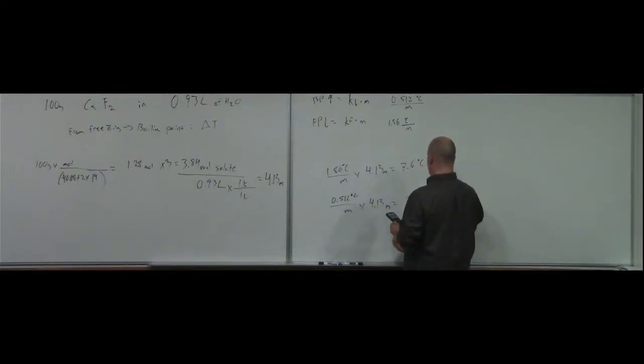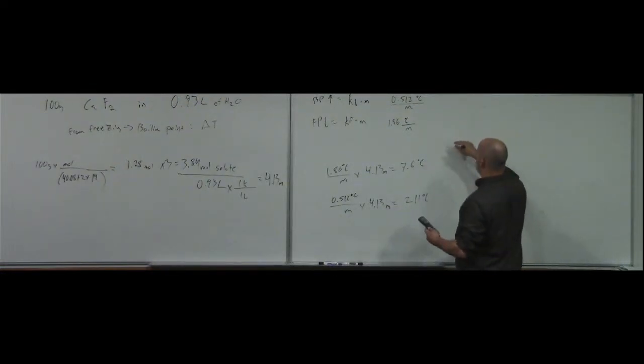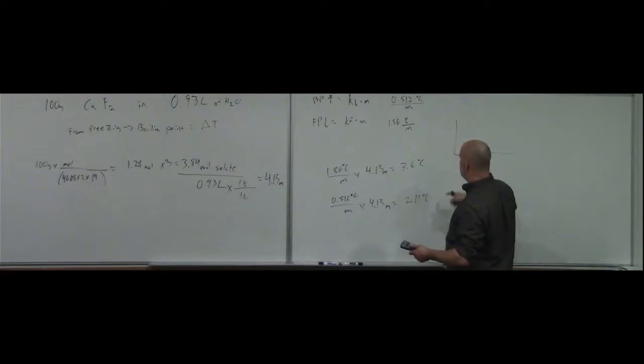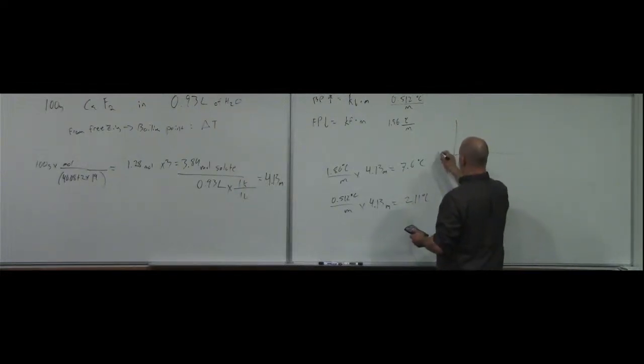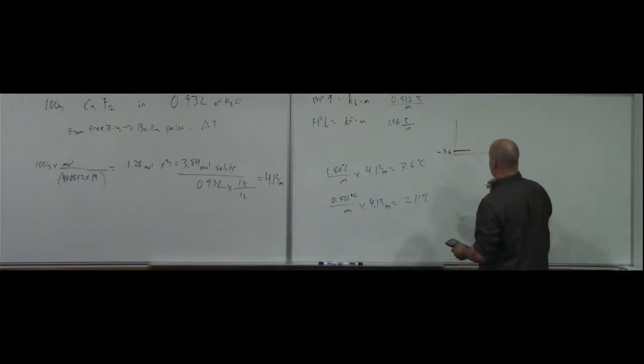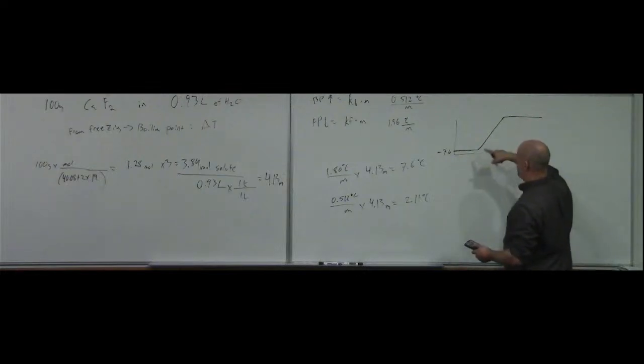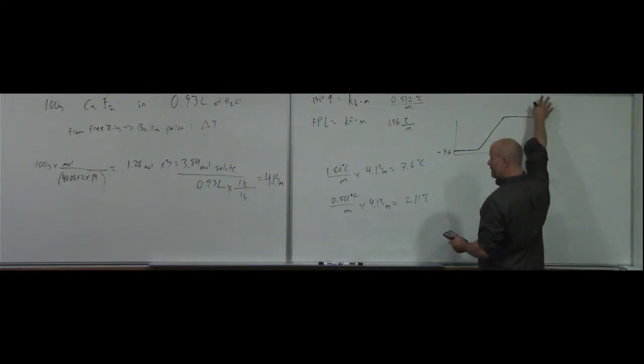It's 2.11 degrees centigrade. So if I were to look at a phase change diagram, normally water is frozen at 0 degrees, but this water is not going to freeze until negative 7.6 degrees. At 7.6 degrees, we are a solid, and we remain a solid until everything is melted. Then we begin to increase our temperature until we reach our boiling point, at which point we're not going to change temperature again until everything's in the gaseous phase.